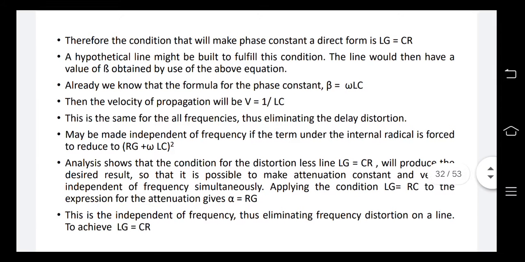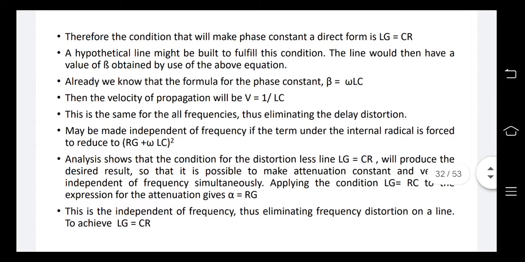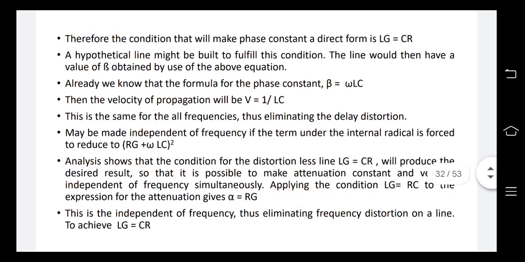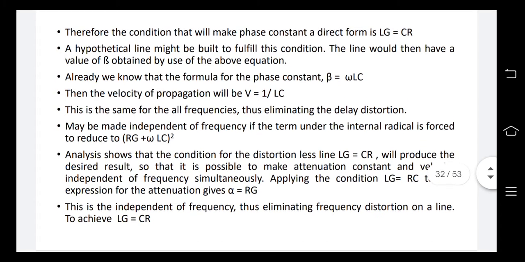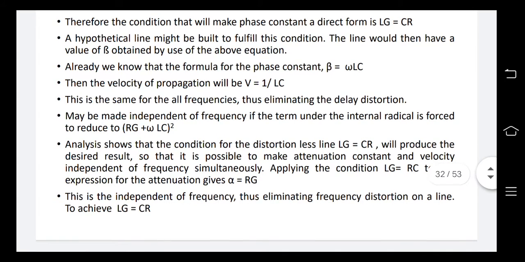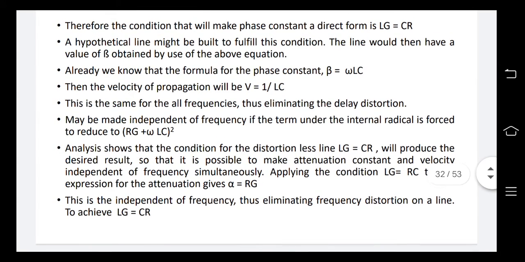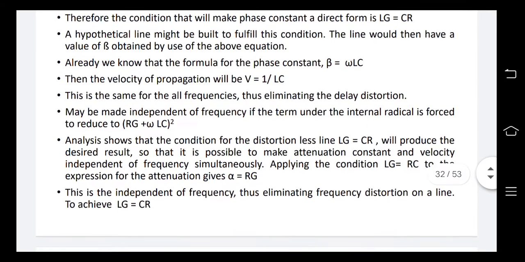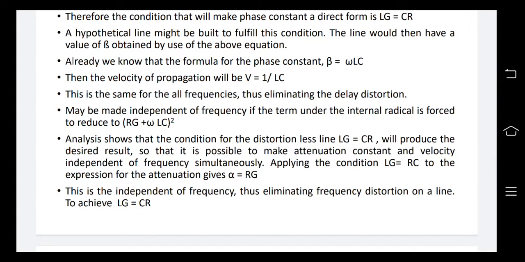Already we know that the formula for the phase constant is beta equals omega square root of LC. Then the velocity of propagation will be V equals 1 by square root of LC. This is the same for all frequencies, thus eliminating the delay distortion. The attenuation may be made independent of frequency if the term under the internal radical is forced to reduce to (RG plus omega square LC) the whole square. The analysis shows that the condition for the distortionless line, LG equals CR, will produce the desired result, so that it is possible to make attenuation constant and velocity independent of frequency simultaneously.